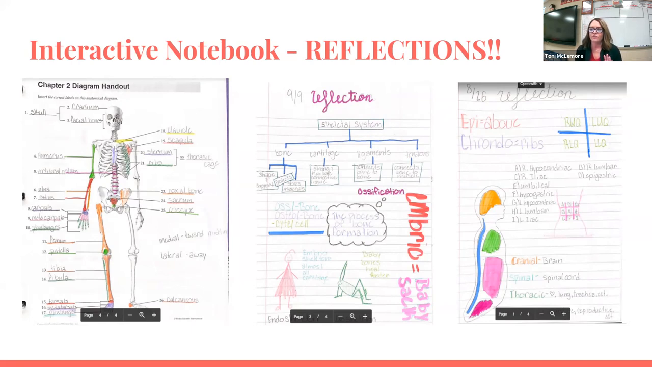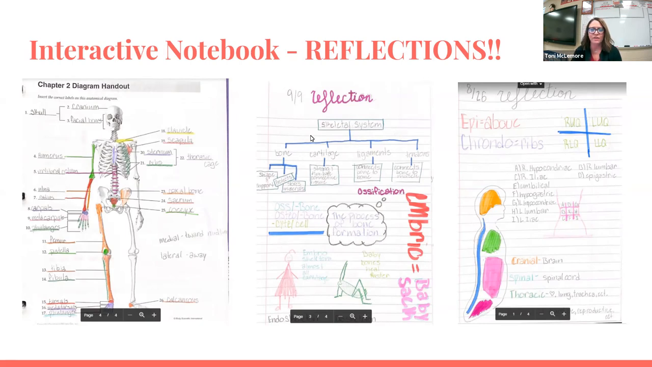So they will have to write down or draw pictures or rewrite the notes if they're not good drawers, which I would not be. But I tell them, you know, you can use the book. There's diagrams in the book. You can trace those and then color them in. So this reflection, I have them put the date and then reflection.